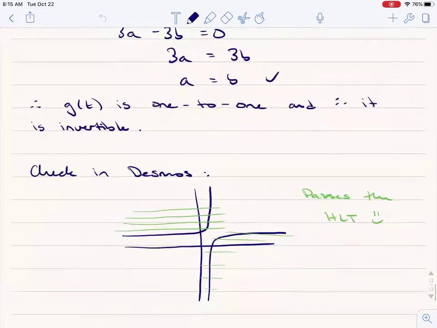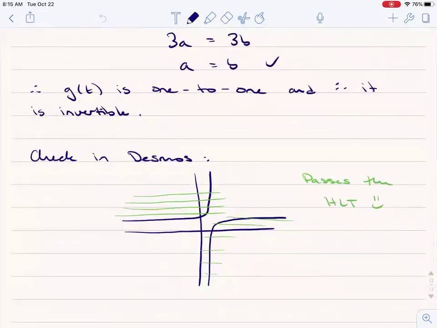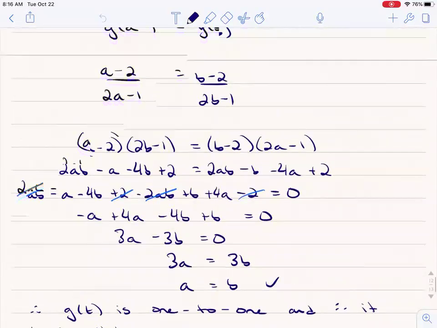Okay. Here's my crappy drawing, but this is what the graph looks like: this blue line here and this blue line here. We've got these horizontal and vertical asymptotes that we haven't really talked about. But if we draw horizontal lines, these lines only cross the graph at one single point for the entire graph. And I think that's where we ended off.